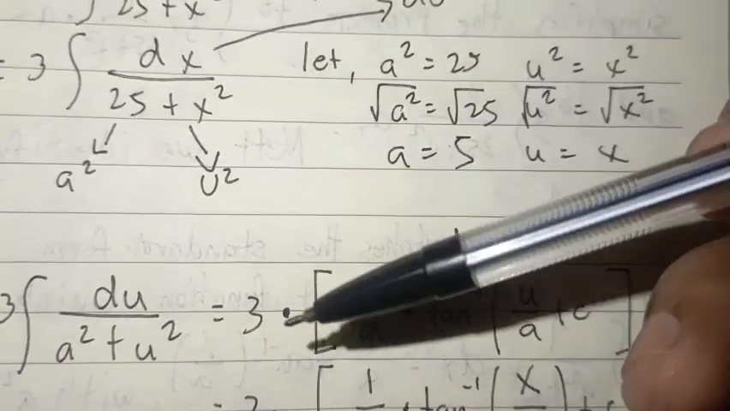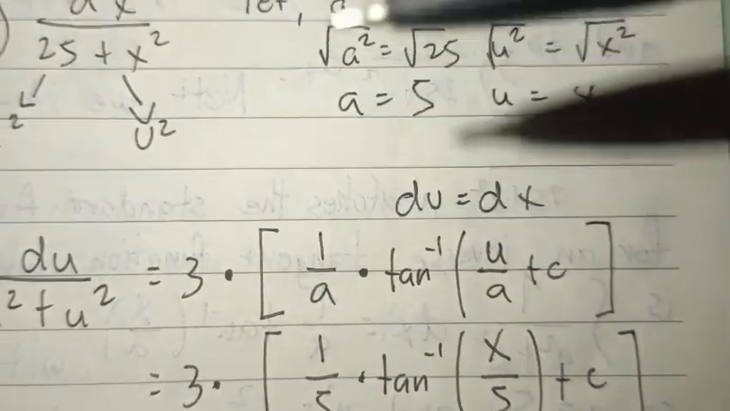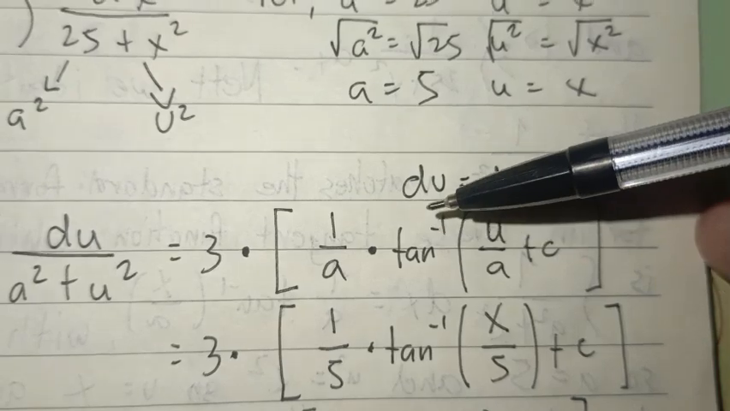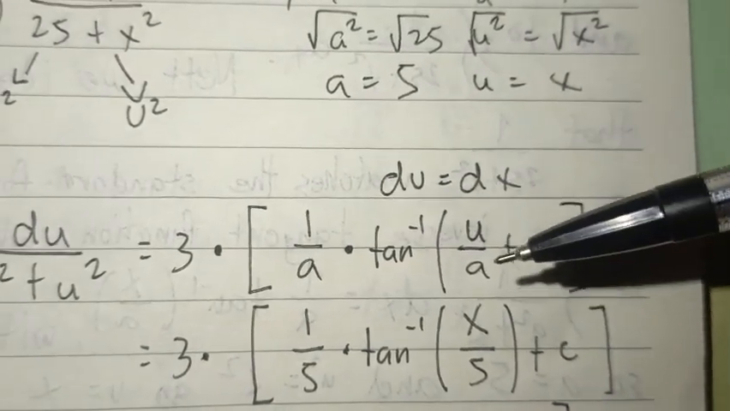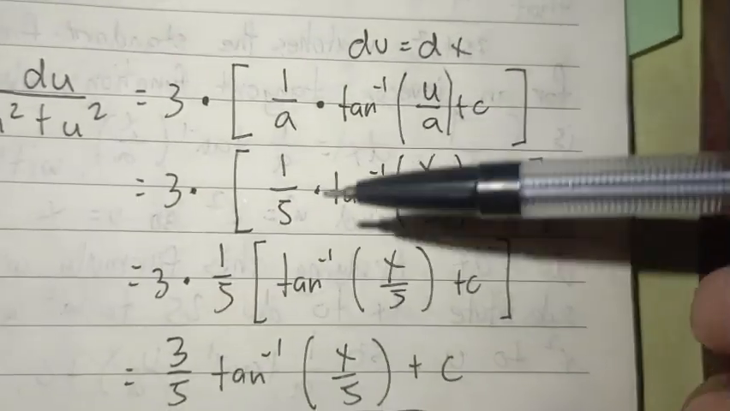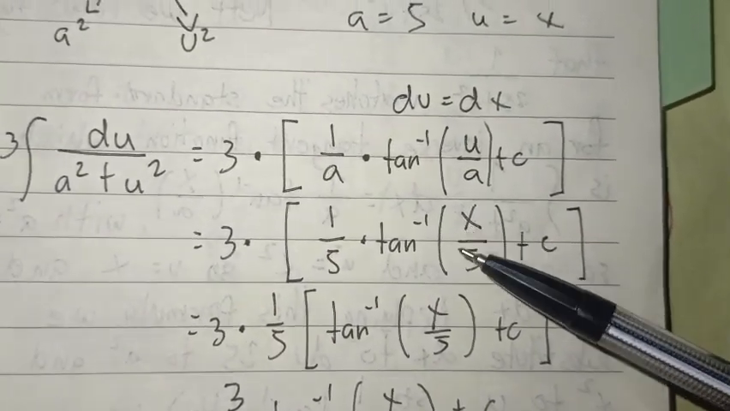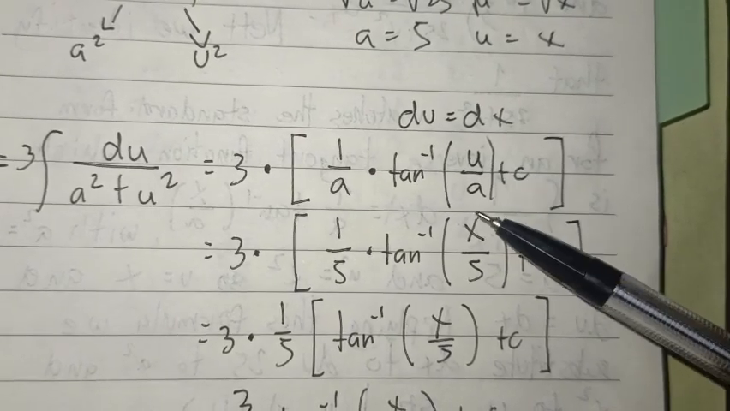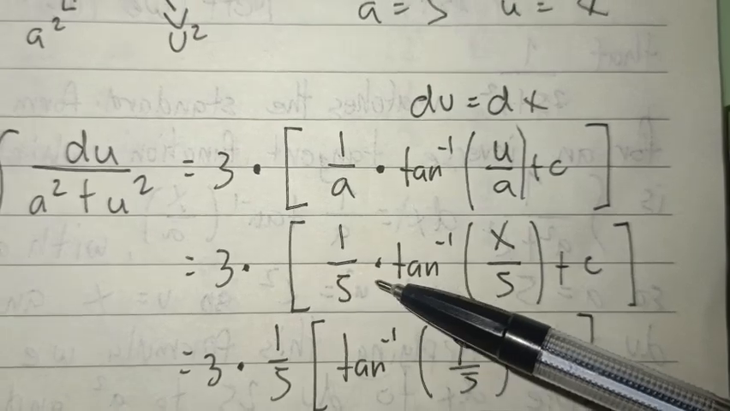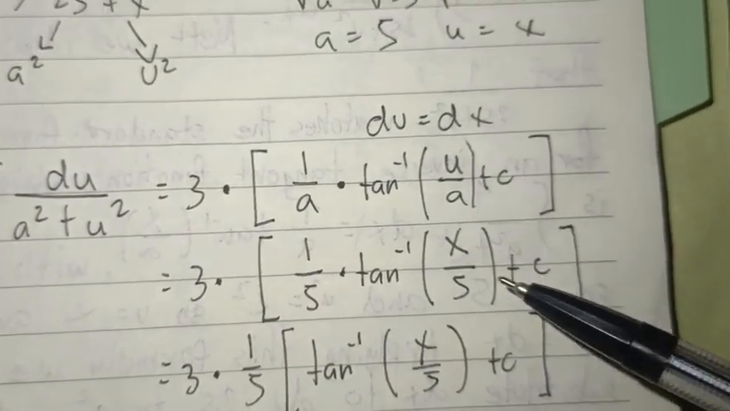And now we're going to have a new expression here of 3 multiplied by 1 over a multiplied by tangent negative 1 of u over a plus c. Now here we're going again to substitute to our original values. u is equal to x and a is equal to 5. So 3 multiplied by 1 over 5 multiplied by tangent negative 1 of x over 5 plus c.